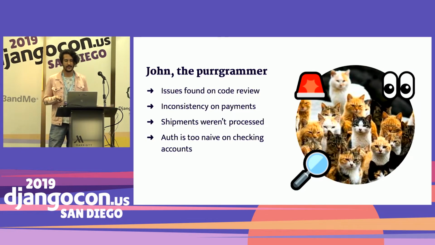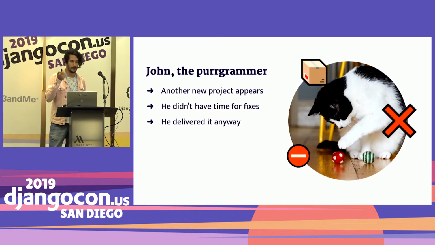After that, when the rest of his team reviewed his code, they found that John's code had some problems, like inconsistent payment bugs. Sometimes the shipments weren't being processed, and the service authentication was too naive in checking the social accounts. John knew that his code had some bugs. But when John was close to the due date, another project appeared on his schedule. So he had no time to fix those problems.